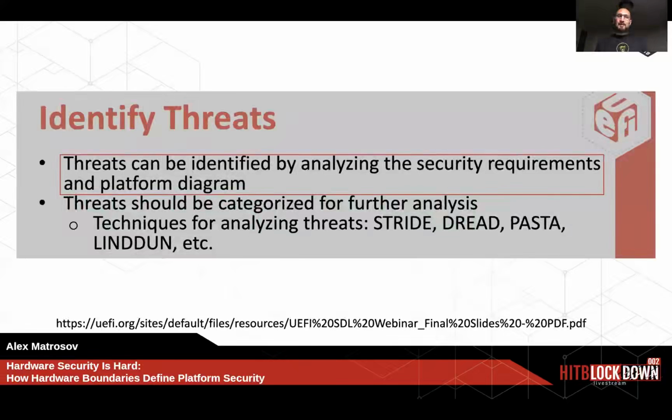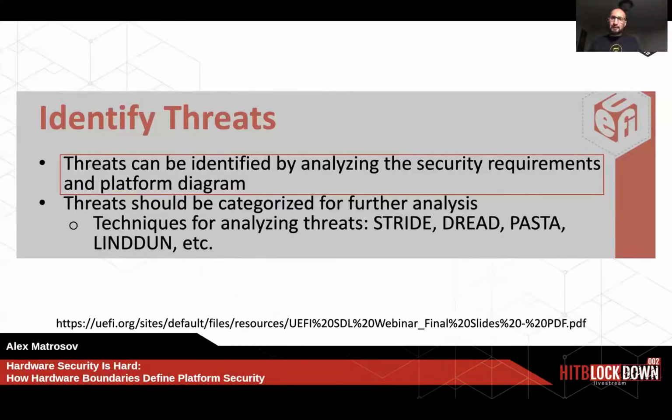But let's go back to how security architects usually define threat modeling. Look at this brilliant slide captured from a UEFI forum presentation. It says that analyzing security requirements and platform diagrams is enough to understand the threats and define the threat model.